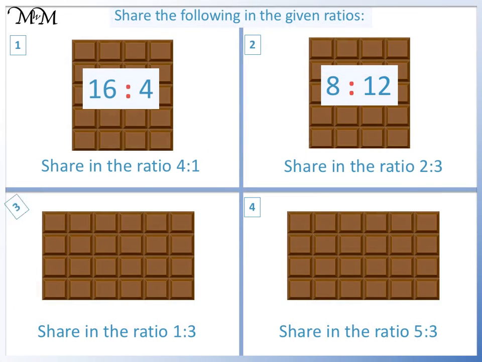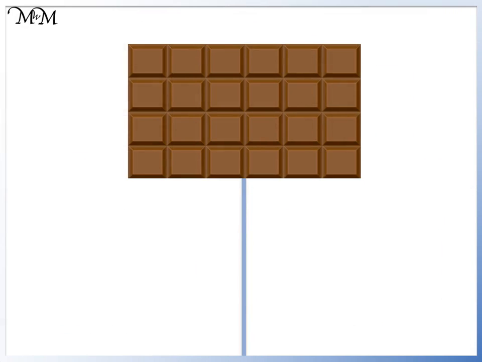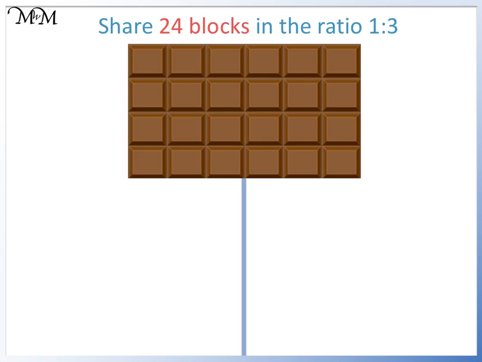Question 3. We have a bar of chocolate that measures 4 blocks by 6 blocks, so 24 blocks in total. Share 24 blocks in the ratio 1 to 3. For every 1 part that we place on the left, we place 3 parts on the right.